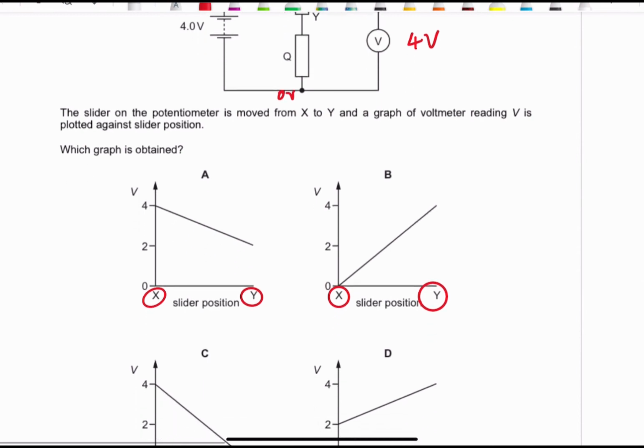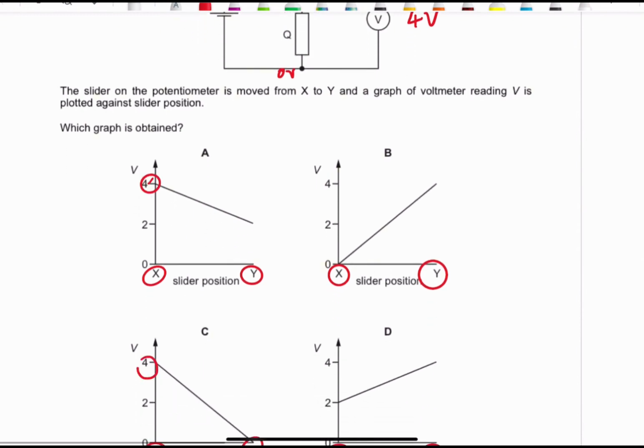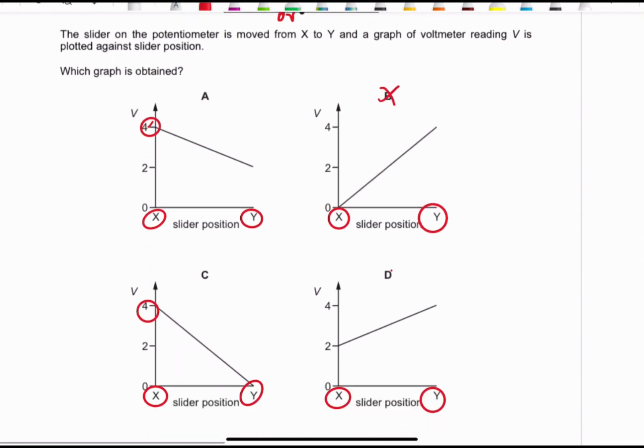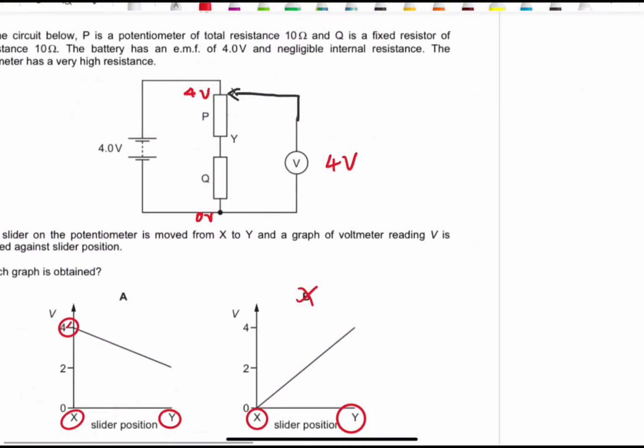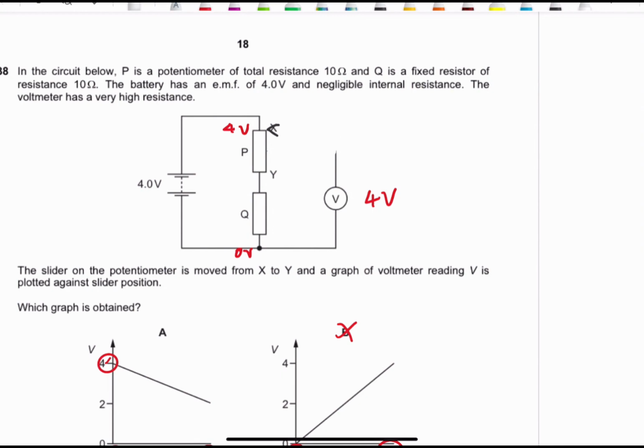So it's going to start at 4, right? Let's start at 4. So it can't be B and it can't be D. We're left with A and C. We're going to now switch our positions and we're going to move it to position Y, right? So let's move it down and let it be connected at point Y.